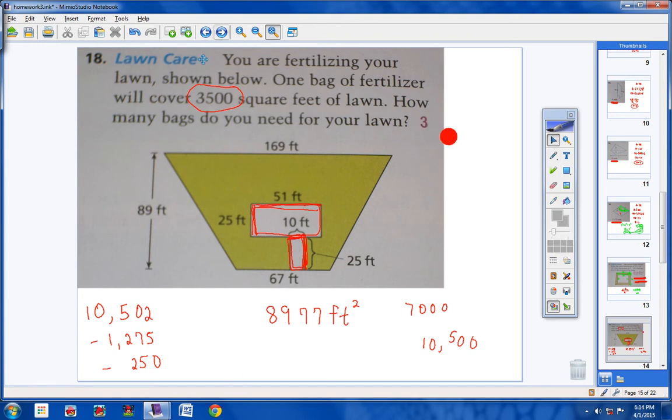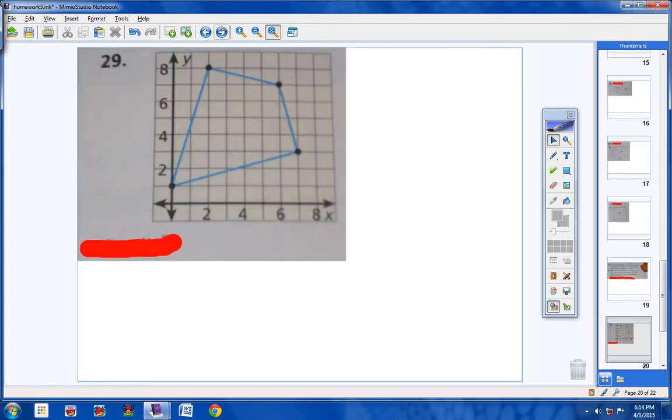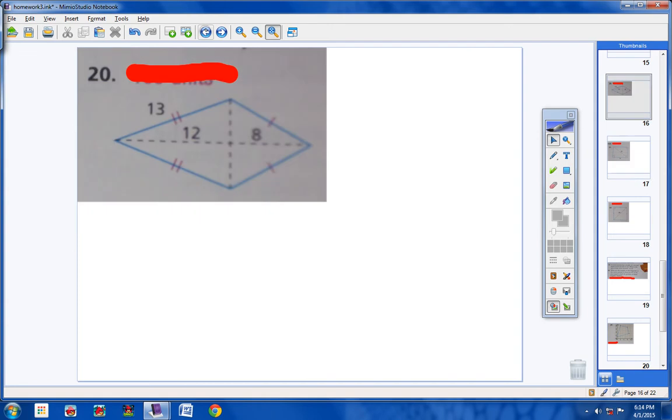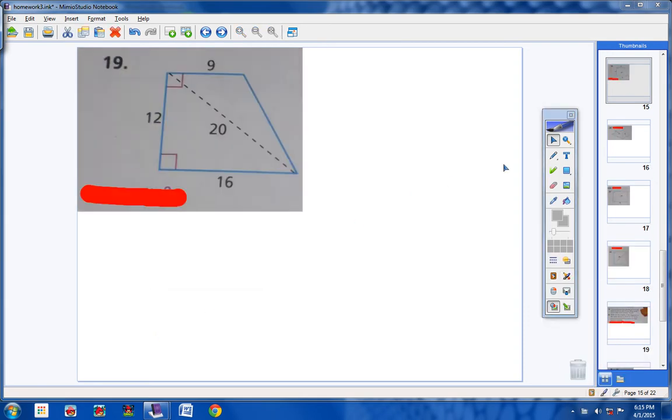Okay, moving on to numbers 19 through 22. Yes, numbers 19 through 22, the directions say to find the area. So here we go, let's see how we do on these, okay? Let's find the area of, first of all, this trapezoid, okay?